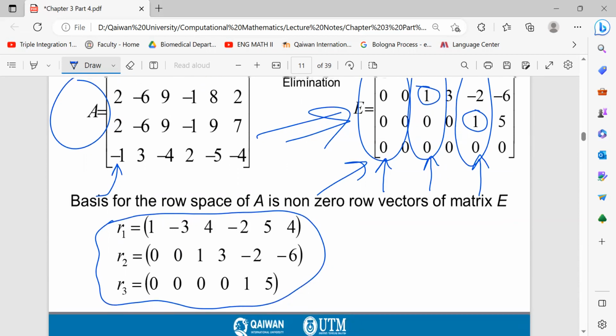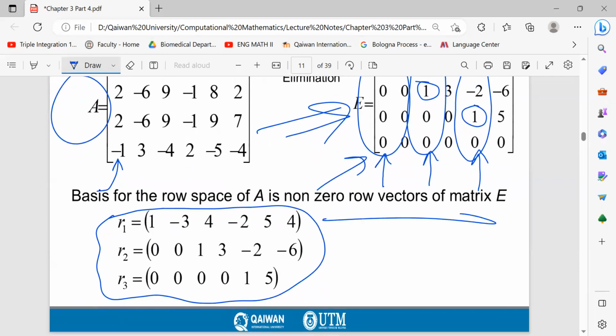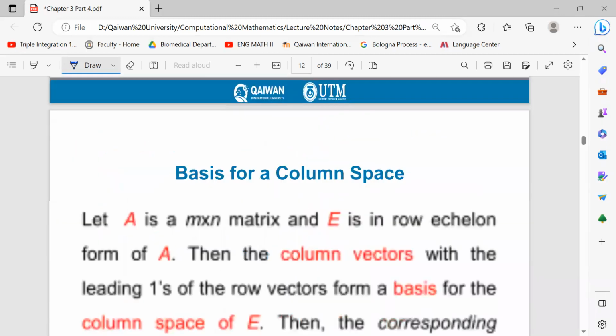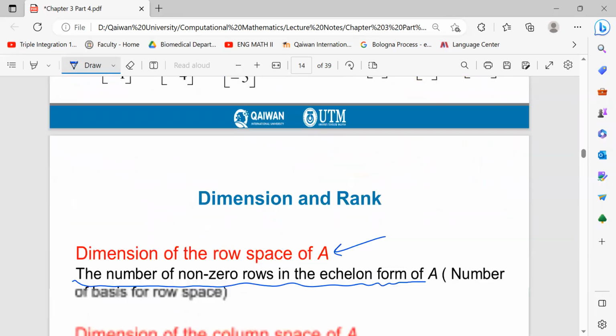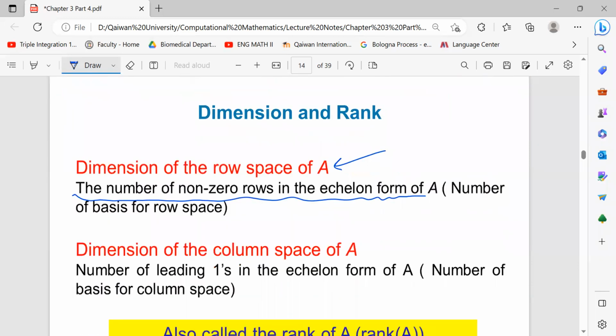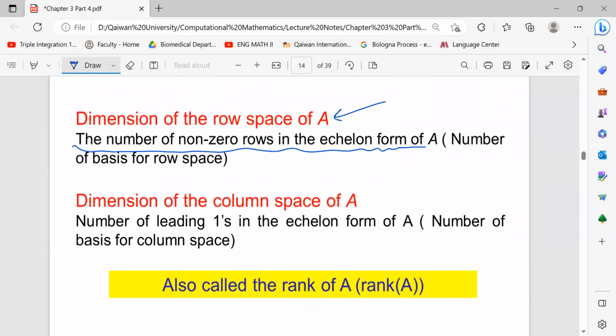Okay. Here, how many bases do you have? 3. That means the dimension is 3, or the rank is 3. Dimension and rank are the same. So dimension and rank are the number of bases that you found. Okay? And the dimension of the column space of A is the same. It's the number of bases for the column space.